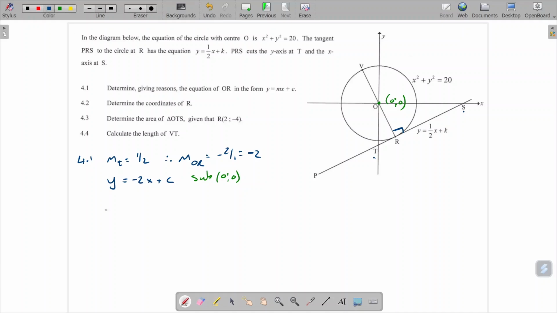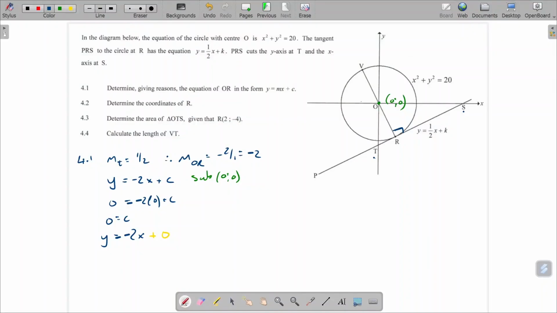We now know that 0 equals -2 times 0 plus c, so 0 equals c, so we've got y equals -2x plus 0. I'm hoping that a large number of you are shouting at the screen, well, of course the y-intercept was going to be 0. We could see that, so you've done a whole lot of work for no reason. If you did spot that earlier on, I would like to compliment you. It was quite clear from the diagram that the y-cut of OR was going to be 0.